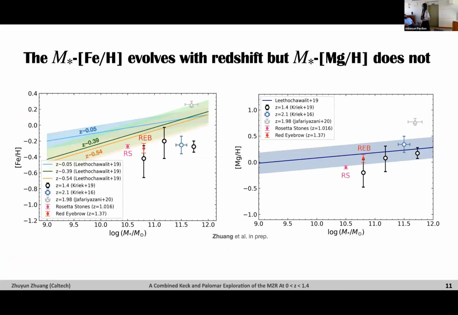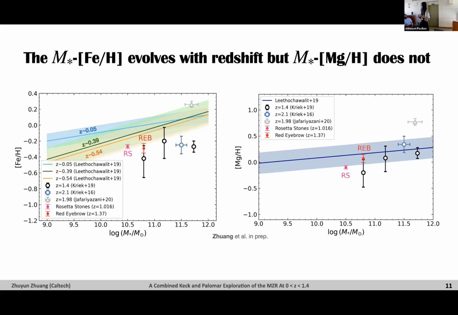Now we can place the Rosetta Stone and the Red Eyebrow on the MZR of magnesium and iron. Compared to previous works, we have much better constraints on the abundances for these high-z galaxies because the error bars are way smaller. Also, the Rosetta Stone puts a new constraint on the low-mass end of the MZR. Together with other previous measurements, we can now say that at z greater than 1, the redshift evolution of the iron MZR still exists, but we still don't see any evidence for redshift evolution of the magnesium MZR.